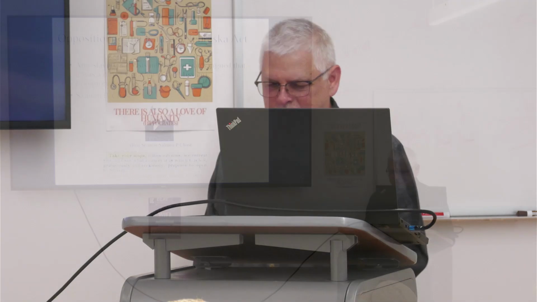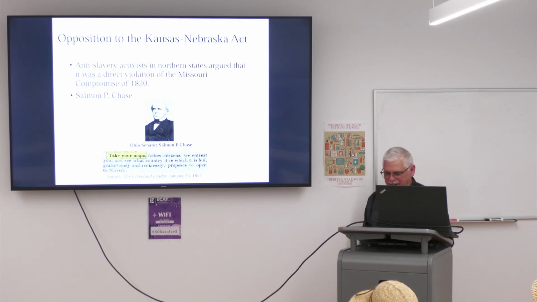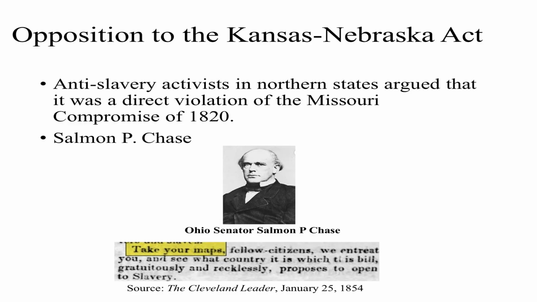So now, the introduction of the Kansas-Nebraska Act on January 23, 1854 by Stephen Douglas was a lightning rod to anti-slavery activists in the North. They argued that this act was a direct violation of the Missouri Compromise of 1820 that prohibited slavery in the Louisiana Purchase territory. Ohio Senator Salmon Chase, with other Ohio Democrats, wrote a lengthy appeal against this bill to the American people, which appeared in numerous newspapers.